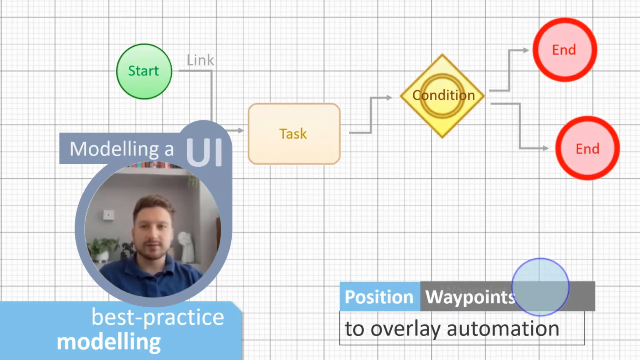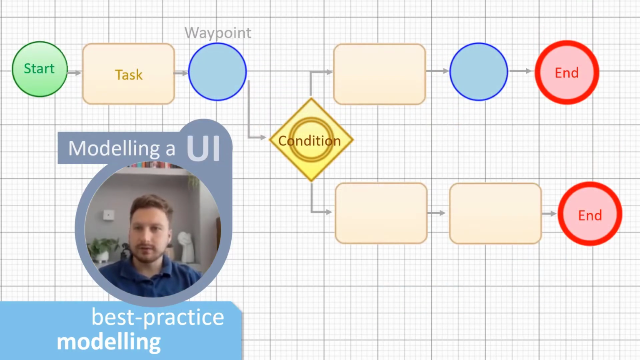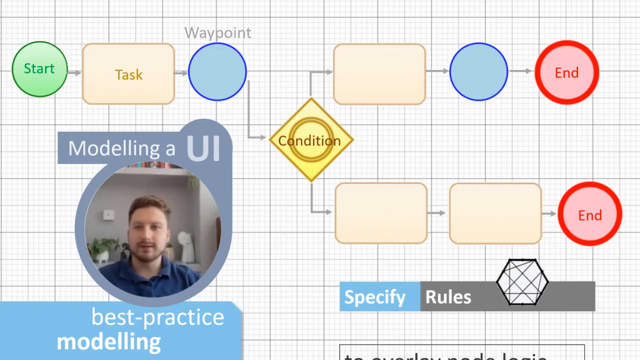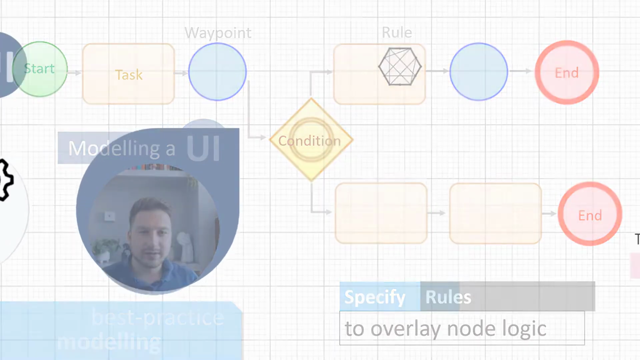Things like, well, how do I overlay my automation? How do I work with data? What do I do with rules and being able to specify different node logic? Lots of exciting principles for you to get good at when it comes to modelling.